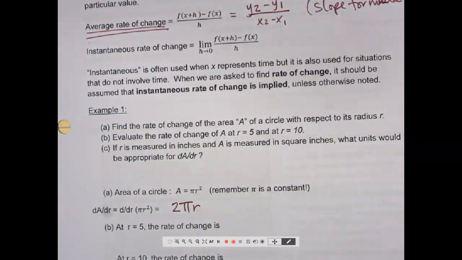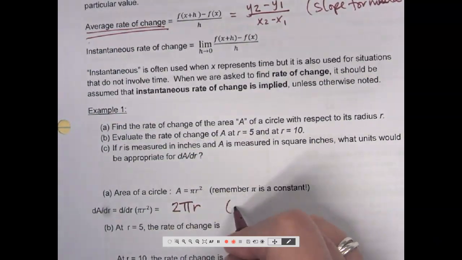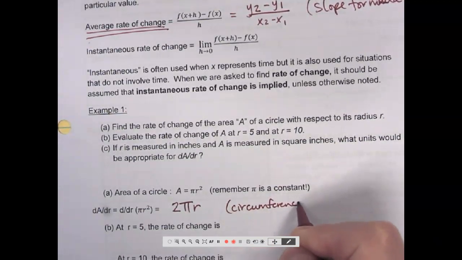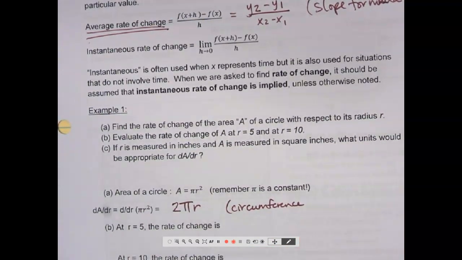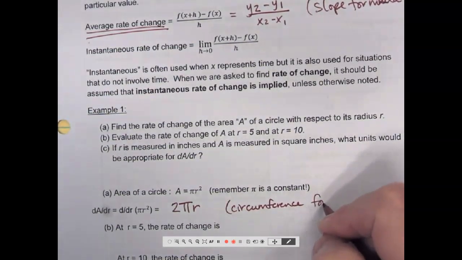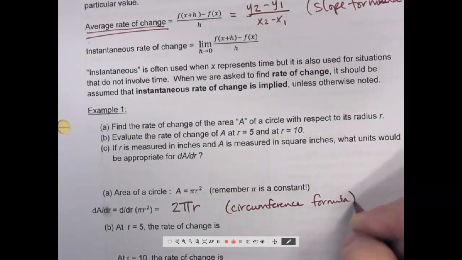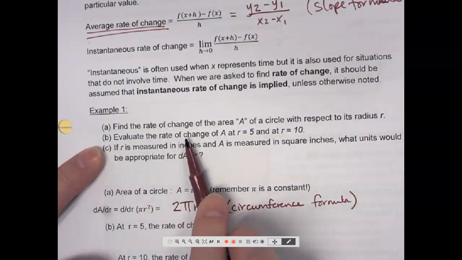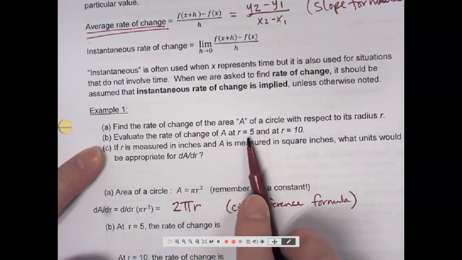And do you recognize that formula? Circumference. So the circumference is the derivative of the area? Mm-hmm. So the rate that the area of a circle is changing is the same as the circumference of it. All right, pretty cool.